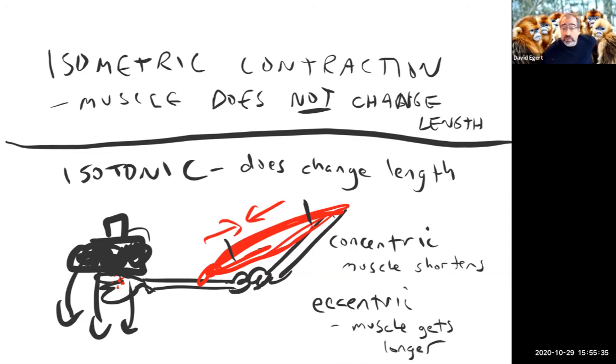So that's important to realize that you can actually contract the muscle, but if you have enough force pushing the other way, the muscle gets longer, but you're still generating contractile force. And again, an example of this is if you're holding something heavy and slowly lowering it down. So you're resisting gravity, but gravity's winning little by little.